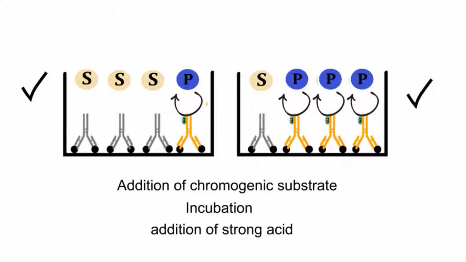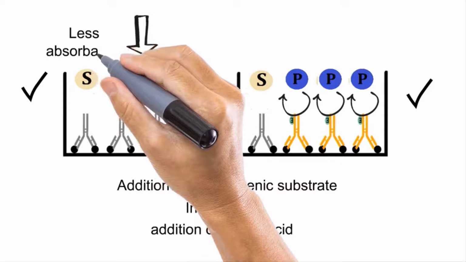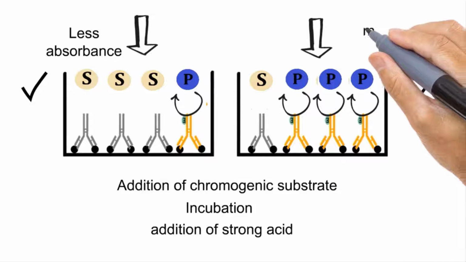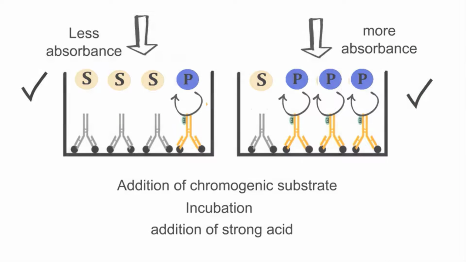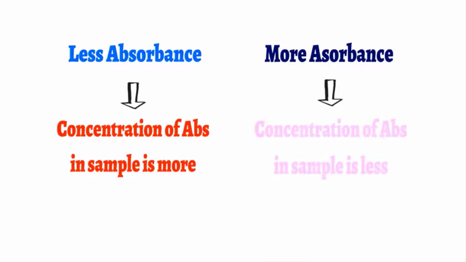Now if the number of enzyme linked antibodies is less in the well, as in this case, less product will form, and hence the color intensity and its absorbance value will be less. And if the number of enzyme linked antibodies is more in the well, as in the second case, more product will form and therefore absorbance value will also be more. So in short, if the absorbance of the product is less, the concentration of antibodies in the sample is more, and if the absorbance is more, the concentration of the antibodies in the sample is less.